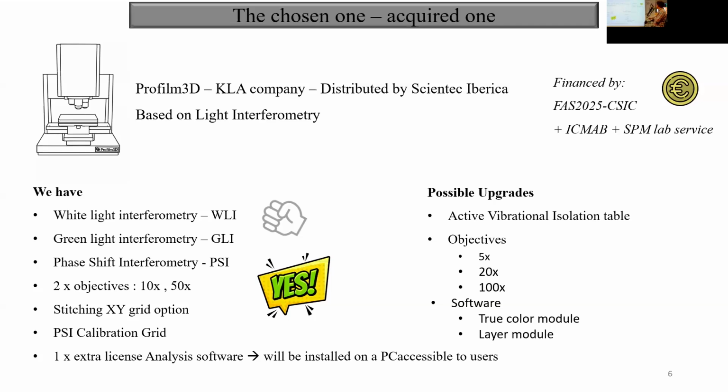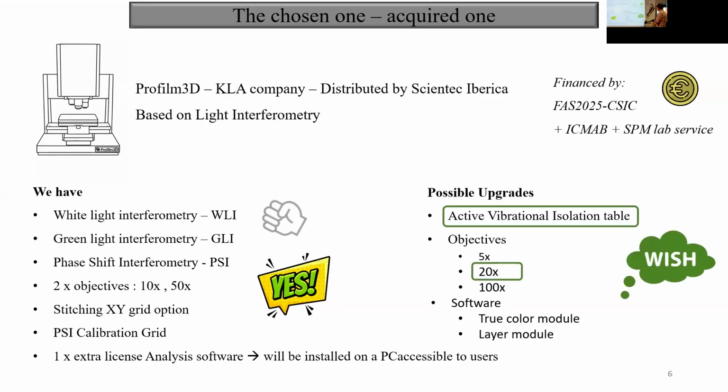About possible upgrades for the future, this is a list of what can be upgraded. From my point of view, an active vibration isolation table would be the first option for me, and it is going to improve the performance of the equipment a lot. And also a 20x objective would be helpful. The 100x also, but it's very, very expensive.